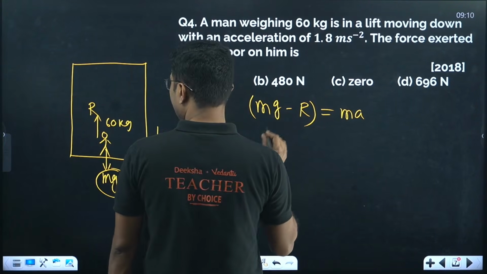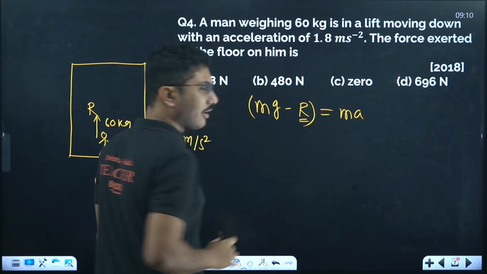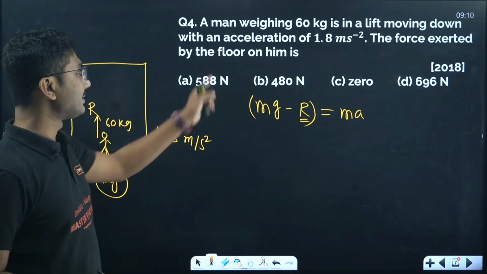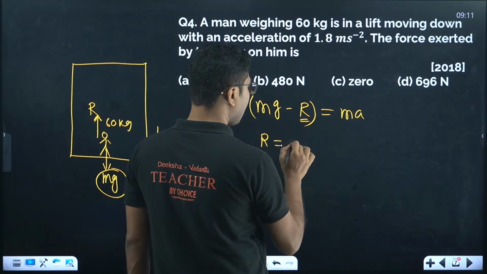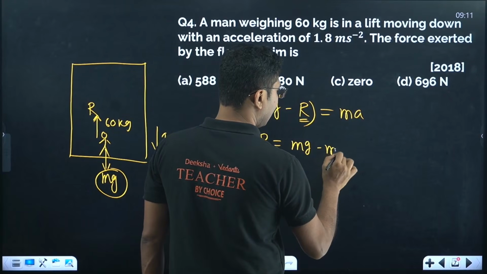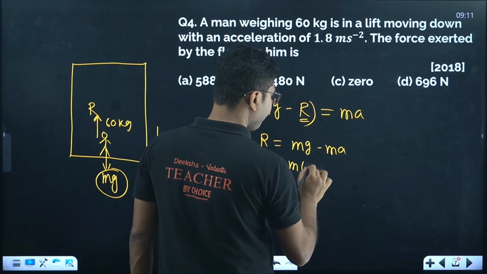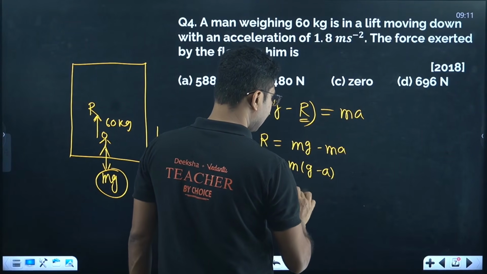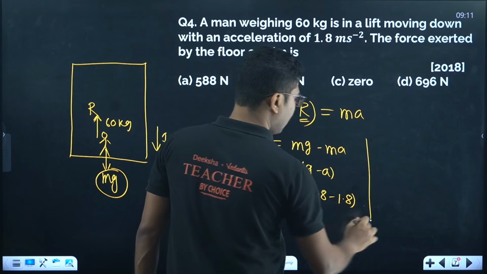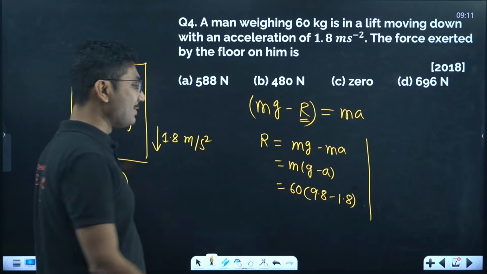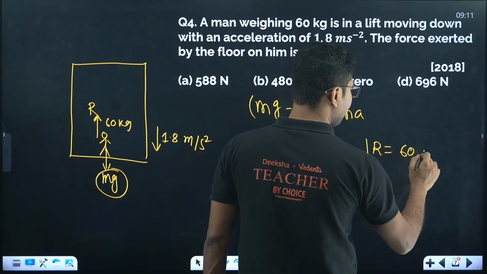Okay, so what is mg? Mg, obviously, we do not know. Well, let's simplify that. We are trying to find this R value, the reactionary force, the force exerted by the floor on him. So reactionary force R will be mg minus ma. Take R on the other side, ma on this side, then rearrange it, and it will be m into g minus a, or 60 into g minus a. Here we will take g as 9.8 because the acceleration given is 1.8, so it will be easier for us to calculate.